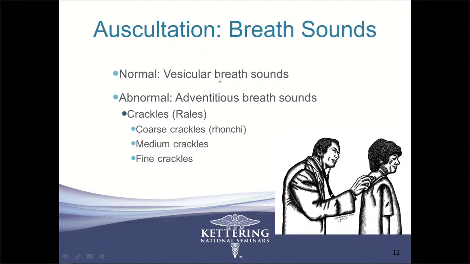Number 2, increased, decreased, or unequal or absent breath sounds. Highlight letter C, egophony. This is where the patient is instructed to say E and it sounds like an A. And this would indicate consolidation in the lung tissue, like with a pneumonia-like condition. Top of page 19. Highlight number 3 there. Abnormal breath sounds, adventitious, letter A.